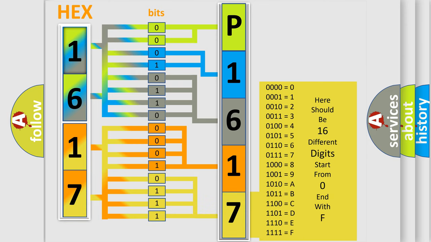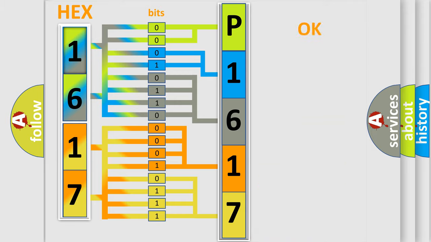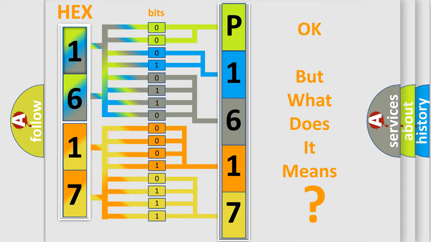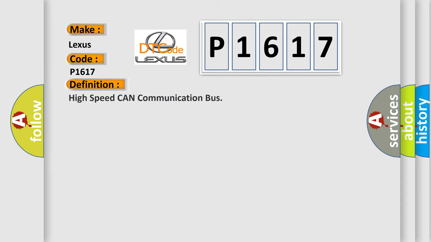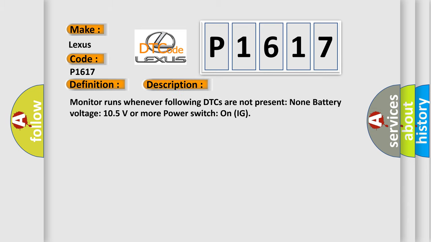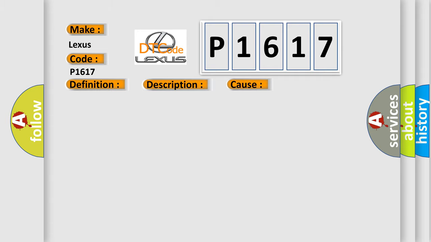We now know in what way the diagnostic tool translates the received information into a more comprehensible format. The number itself does not make sense to us if we cannot assign information to what it actually expresses. So, what does the Diagnostic Trouble Code P1617 interpret specifically for Lexus car manufacturers? The basic definition is high-speed CAN communication bus. And now this is a short description of this DTC code. Monitor runs whenever the following DTCs are not present: none. Battery voltage 10.5 volts or more, power switch on IG. This diagnostic error occurs most often in these cases: CAN communication bus circuit, faulty module.